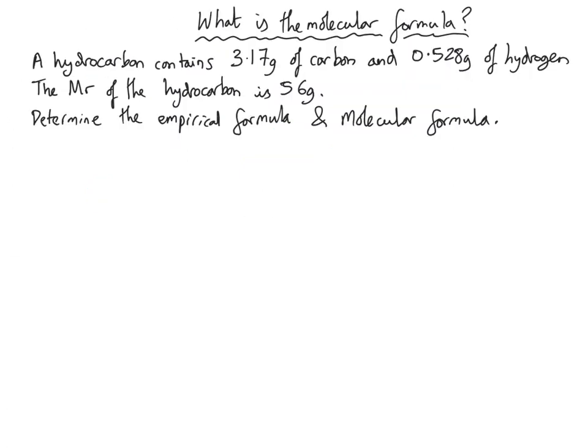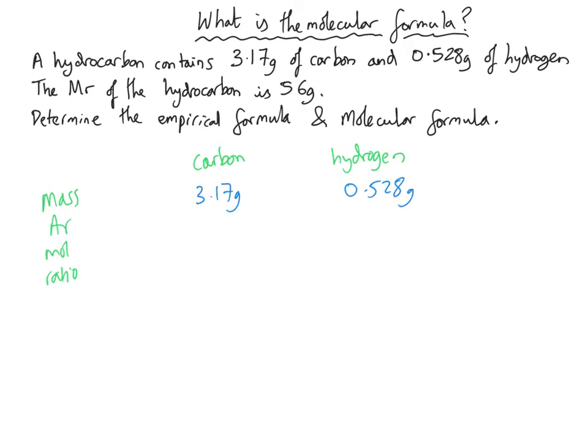One example of a question that combines those two stages then: we've got a hydrocarbon that contains 3.17 grams of carbon, so carbon is one of our elements, and 0.528 grams of hydrogen. So hydrogen is our other element. And so we need our mass, we need our AR, moles, and the ratio. I'm doing it a little bit smaller because there's a part 2. So 3.17 grams of carbon, 0.528 grams of hydrogen, AR 12.0 and 1.0.